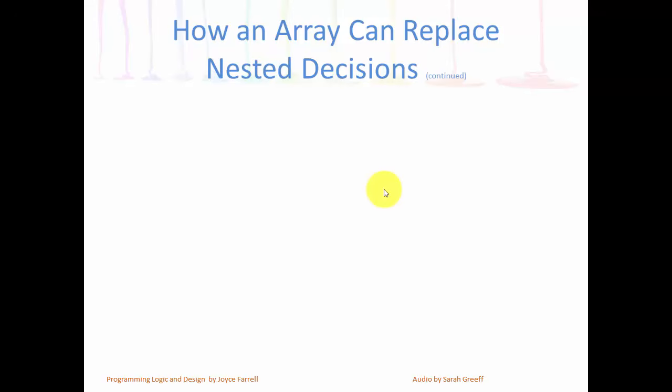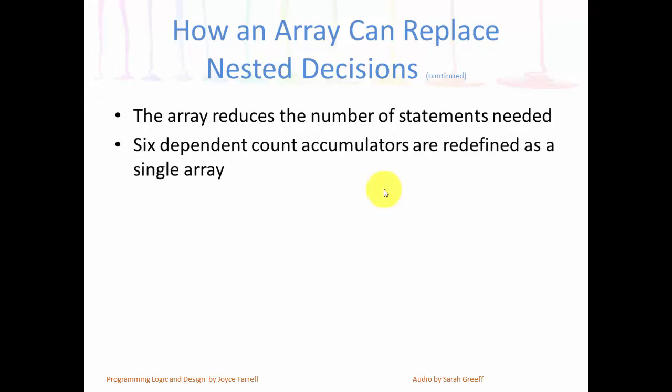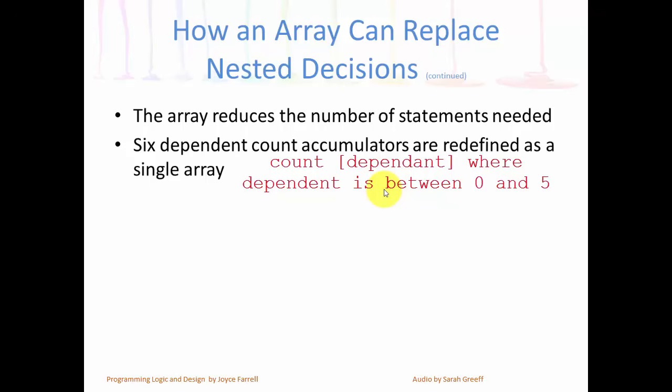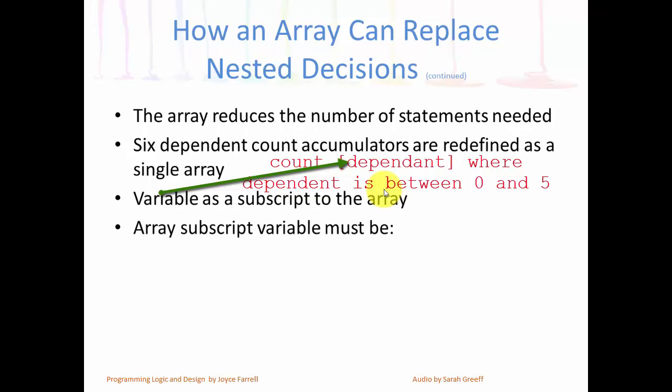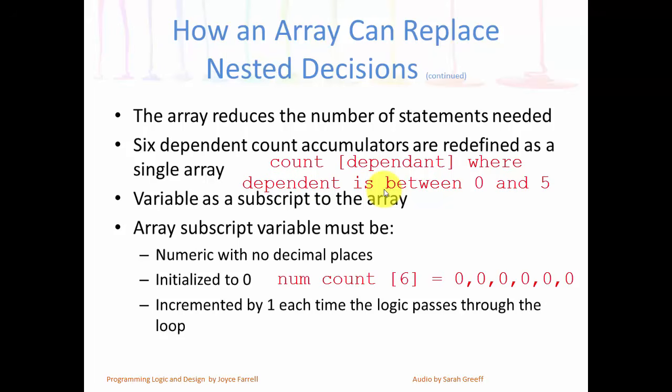So how can we replace that nested decision with an array? An array will reduce the number of statements needed. The 6 dependent count accumulators are redefined as a single array. And we're going to have a variable as the subscript to the array. Now, array subscript variables must be, firstly, numeric with no decimal places, initialized to 0, and incremented by 1 each time the logic passes through the loop.